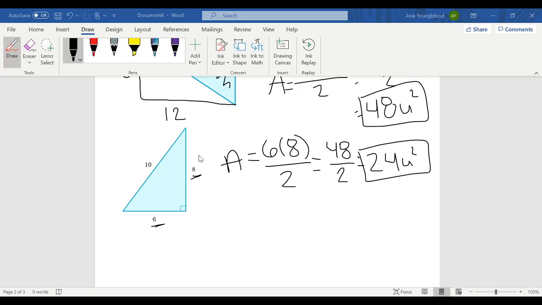This one, we're doing 4 times 12, right? So this is where the right angle is. Again, this is the height going from the vertex to the base. So 4 times 12 is 48, divided by 2 is 24. This one's a little more similar to what we just did with right triangles. So 4 times 3 is 12, divided by 2 gets us 6.